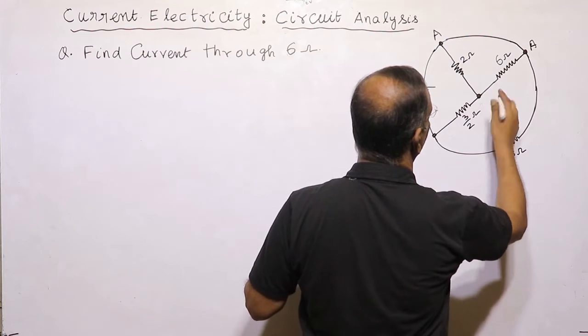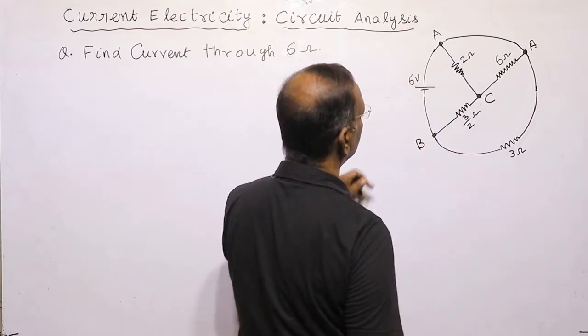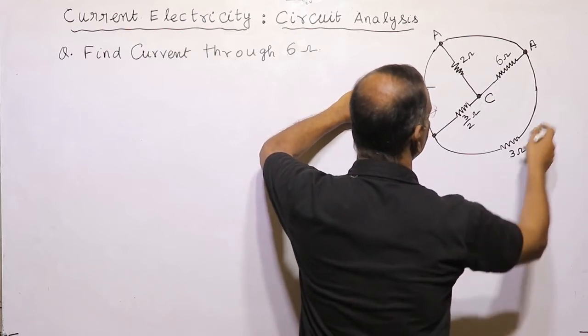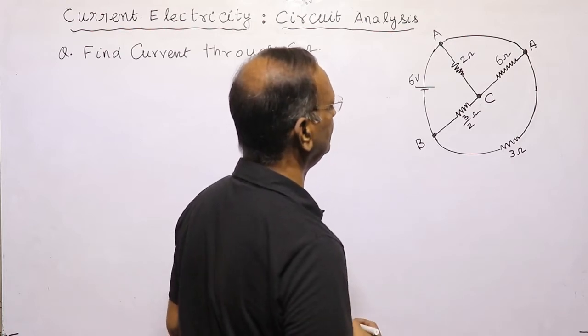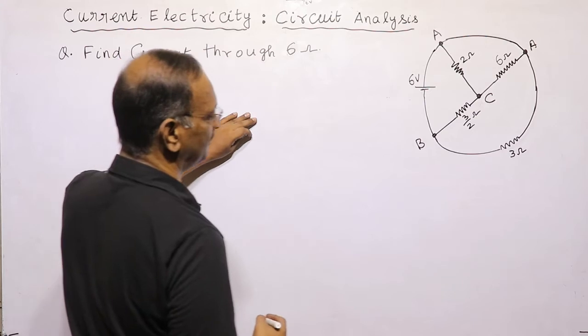And this point, we keep it as point C, and this as B, because between C and B there is a battery, between B and A there is a resistor, so there will be different points. Now next, we will draw the simplified circuit.